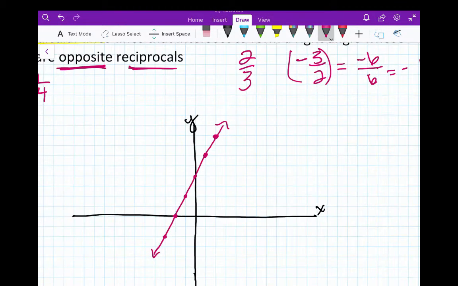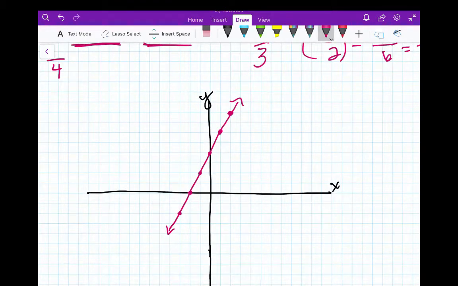So now we're going to look at this graph, this line, and we're going to look at what a parallel line would be and what a perpendicular line would be. So first of all, we need the equation of this line. So let's just go ahead and write it in slope-intercept form. The slope is 2, y equals 2x. The y-intercept is 4, so y equals 2x plus 4.